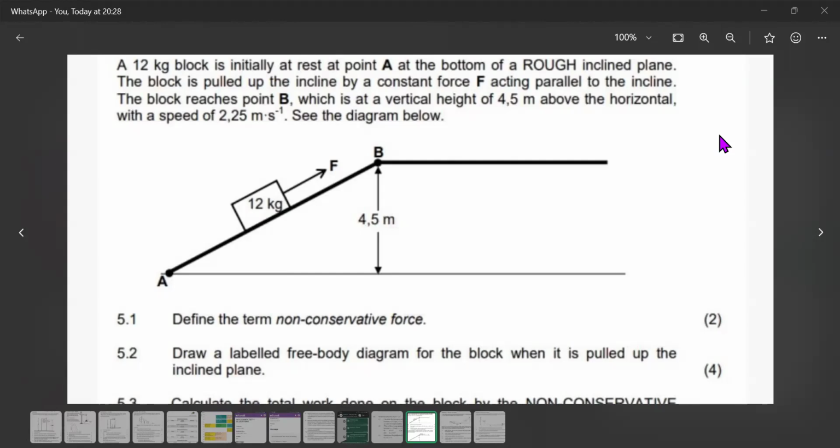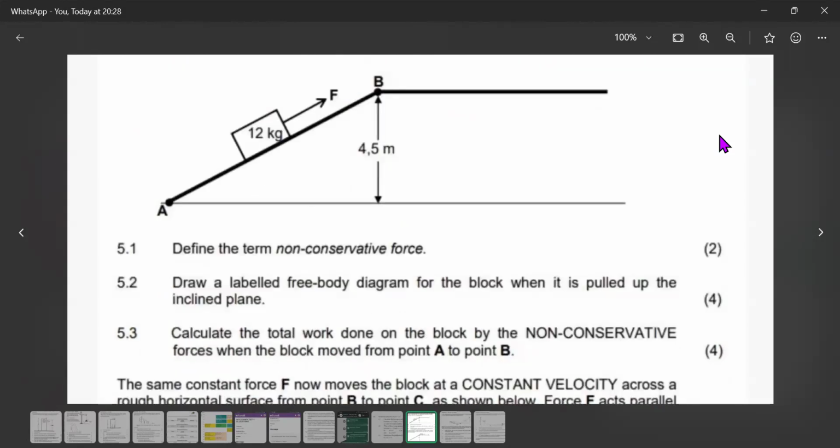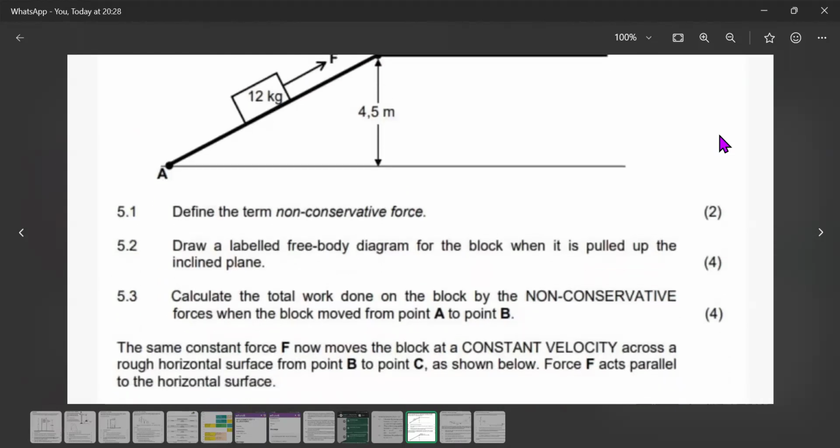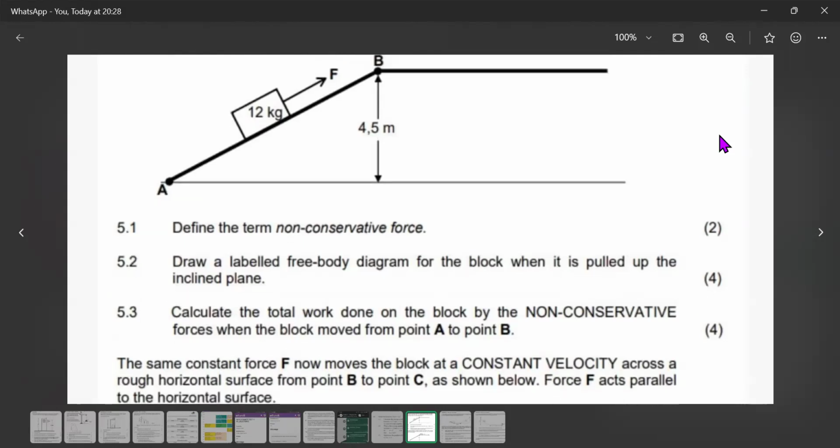Now the first question says define the term non-conservative force. Well, of course, you can always do that. And the next one says draw a labeled free body diagram showing all the forces acting on this block when it is moving upwards along the incline. And we can see that it's 4 marks, which means you have to show us 4 forces on your free body diagram. The mark allocation never lies for a free body diagram. 4 marks for forces and nothing else in between.